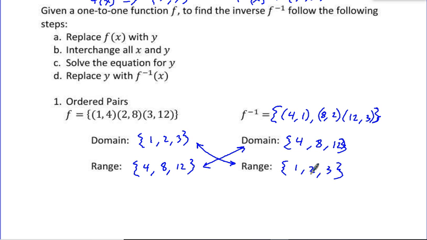It's important to point that out because, as we've said in the definition of inverse functions, we interchange the x and y's in the ordered pairs or in the equation. Here, that would also mean, as you can see, that the domain and ranges switch since they involve x and y.